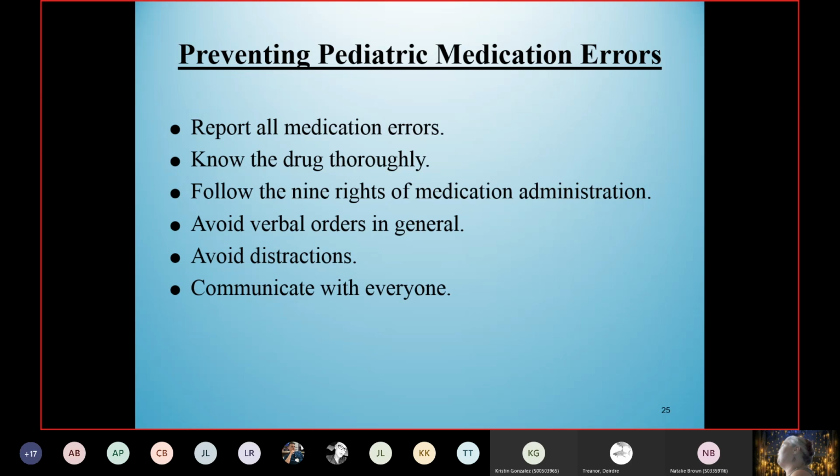So know your drugs, follow the 10 rights, avoid verbal orders as much as possible, avoid distractions. If you're pulling medications and someone's trying to talk to you, it's okay to say, "Oh, I'm sorry, I need to get these medications for my patient. Can I get these medications and then give them to my patient, and then we can talk, and then communicate with everyone."